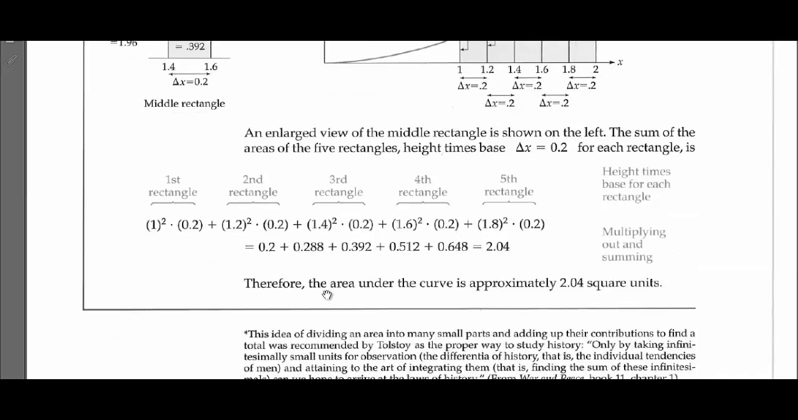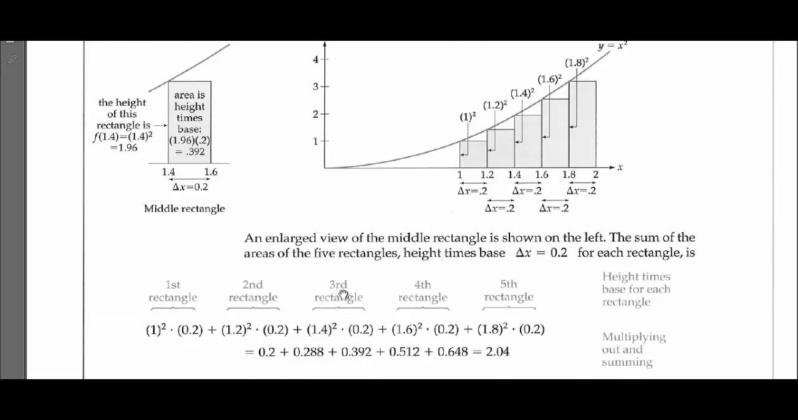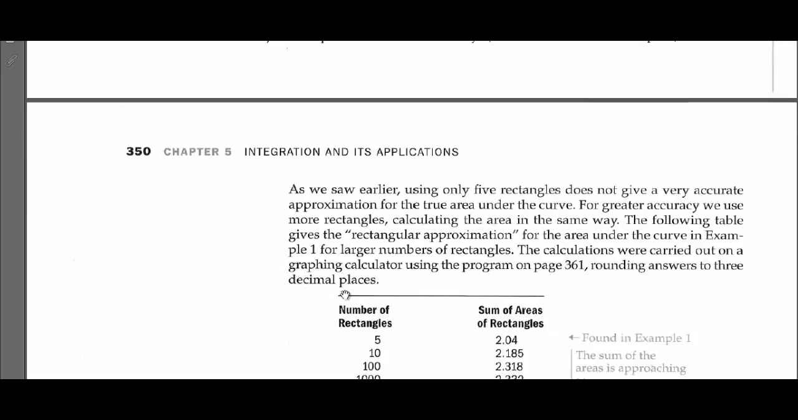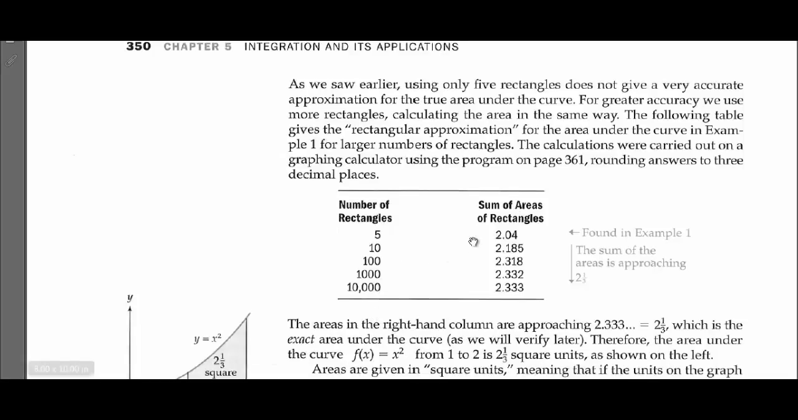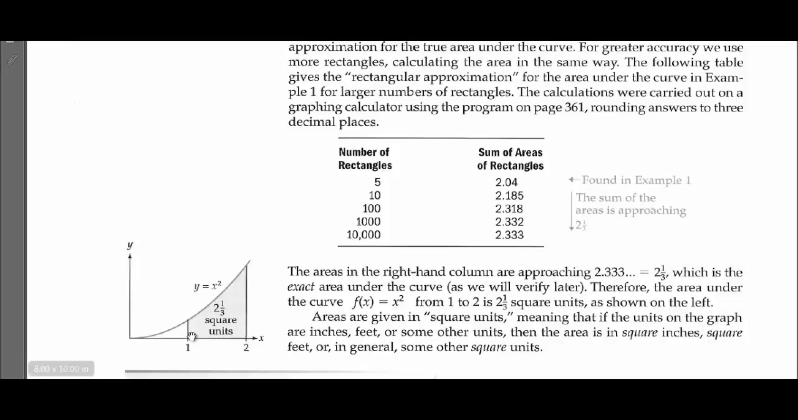Okay. Now, if I wanted to do this with 10 rectangles, 20 rectangles, 50 rectangles, that would be pretty tedious, right? So actually, they've used a computer calculator to go ahead and give us the sum with different numbers of rectangles. And you can see that as the number of rectangles gets bigger and bigger, the sum of the areas of the rectangles goes to 2.333, or 2 1/3. So the exact area under the curve is actually 2 1/3, which we will verify later.